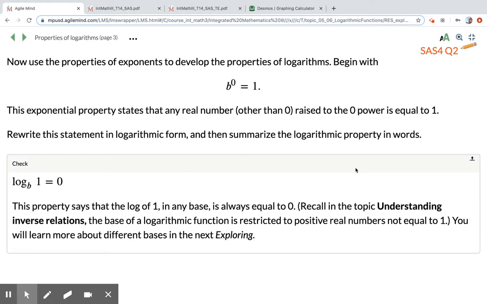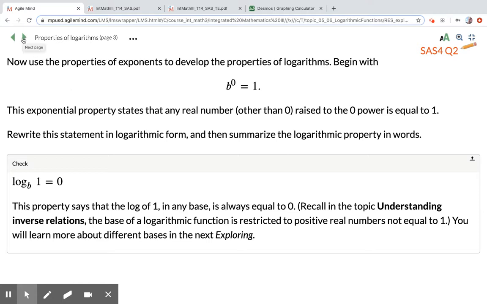I don't care what the base is. The log base anything of 1 is always, always, always going to be equal to 0 because it's the inverse of this whole anything to the 0 power equals 1 thing. So the log of 1 always equals 0, because it's the inverse of that lovely exponential property. So this is a cool trick, which I believe answers question 2.